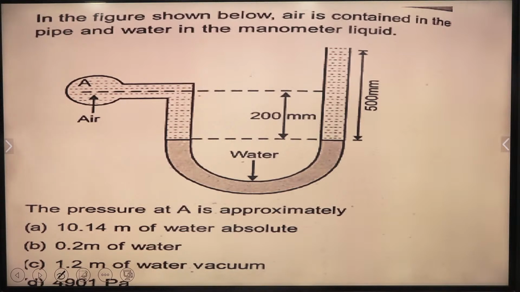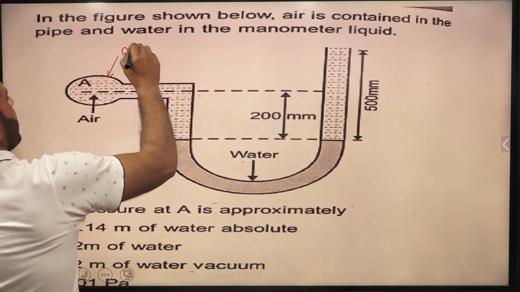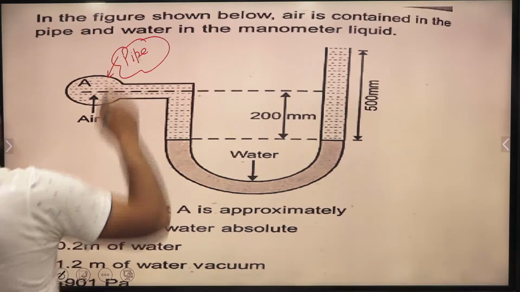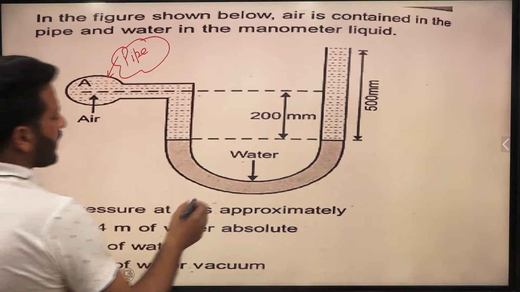Okay, next question. In the figure shown below, air is contained in the pipe. This is the pipe, and air is contained in this pipe, as mentioned in the question. Air is contained in the pipe and water in the manometer. Here we have water.